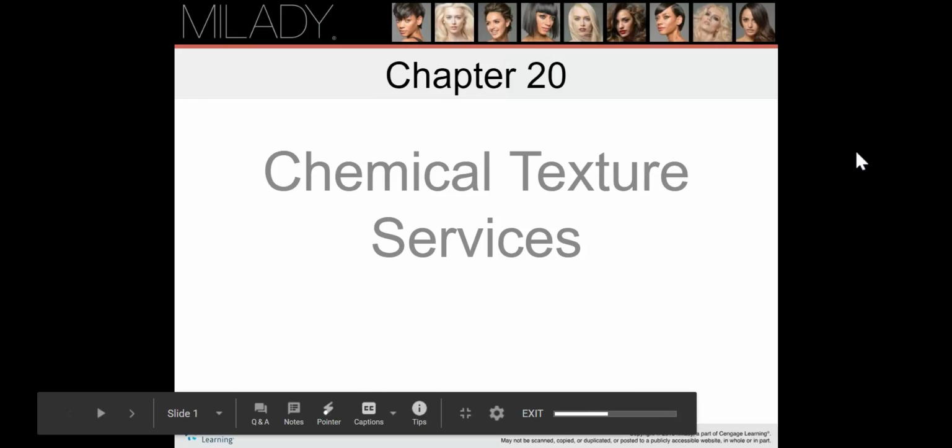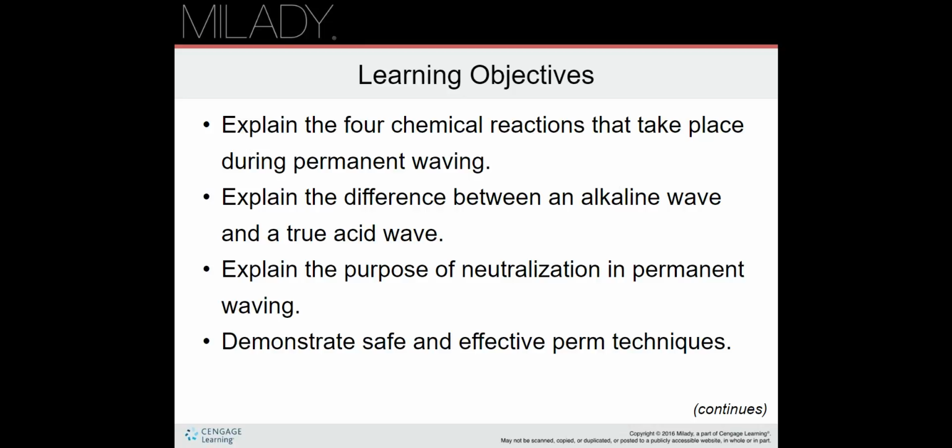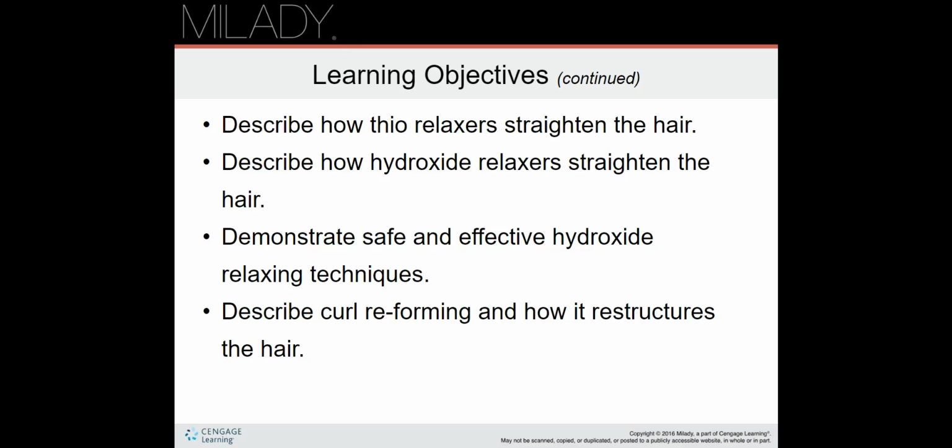All right, so this is going to be part 1 of chemical texture services for cosmetology. We're going to explain the 4 chemical reactions that take place during permanent waving. We're going to explain the difference between an alkaline wave and a true acid wave. We're going to explain the purpose of neutralization in permanent waving and demonstrate safe and effective perm techniques.